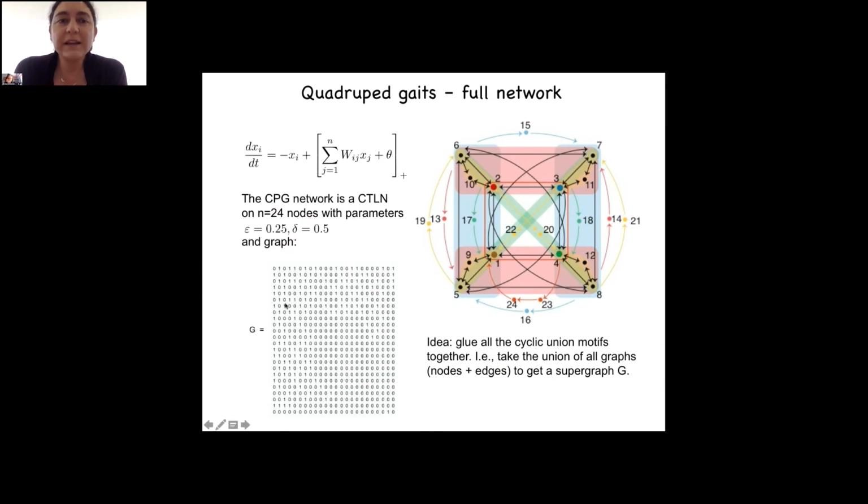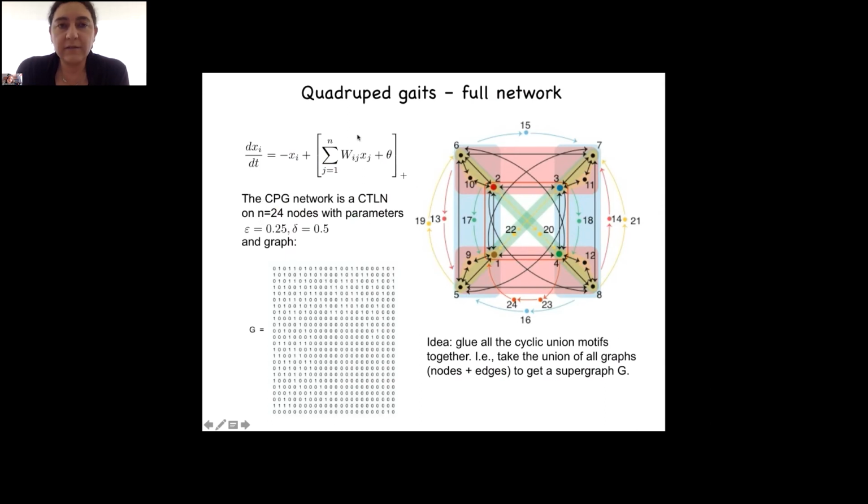And just for complete transparency, the adjacency matrix of this union graph is given right here. All the information that you would need to reproduce the results I'm going to show you is on this slide. So here's the adjacency matrix for that union graph. Here are the epsilon and delta parameters we chose. These are our defaults, in fact. We needed no fine-tuning of those parameters. And you end up with 24 nodes.